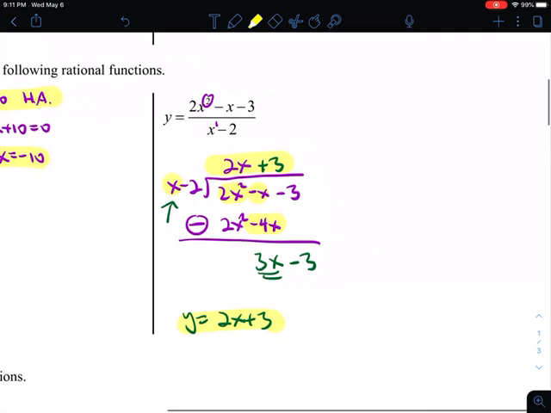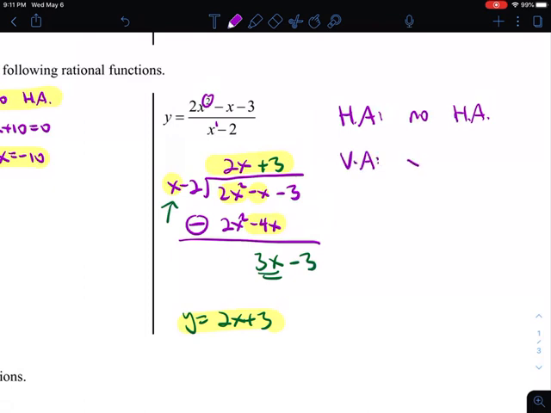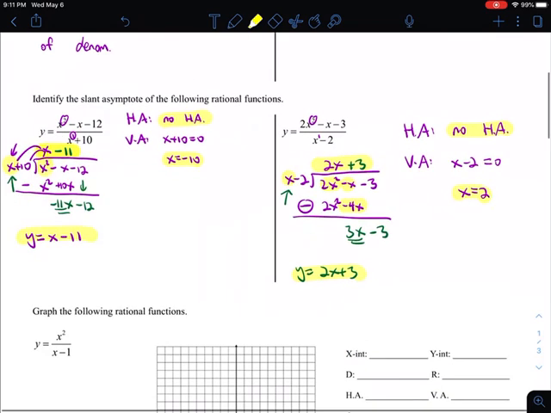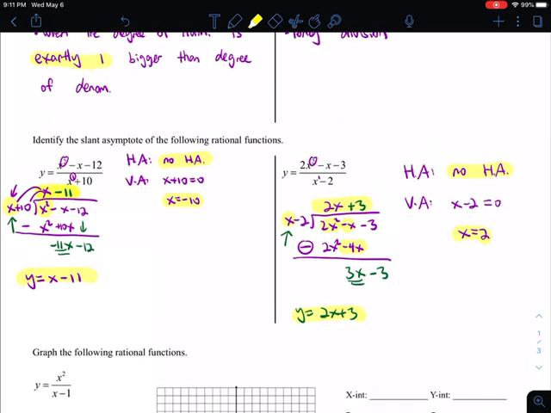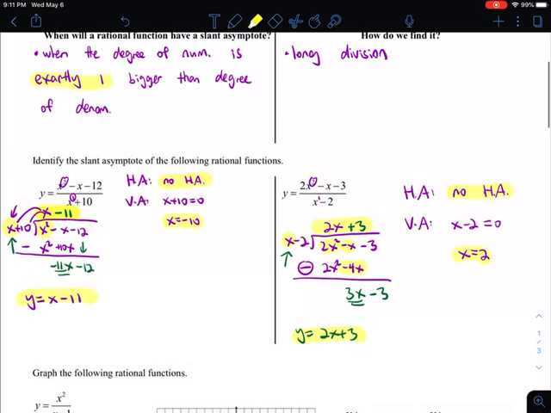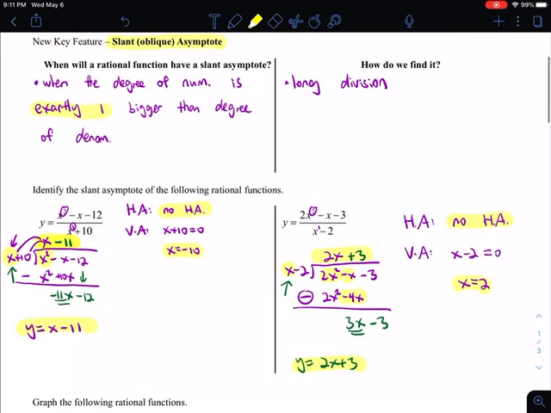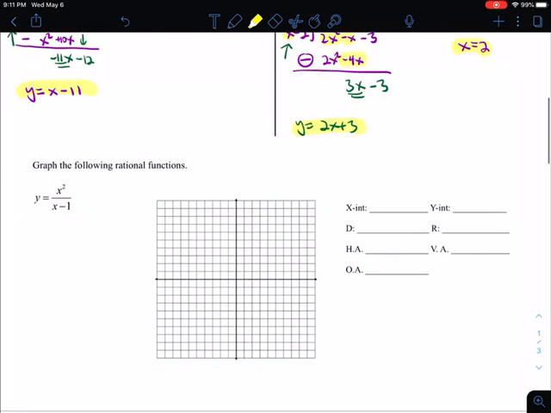And then again, just for some practice, let's find the other asymptotes as well. How about horizontal asymptote? Once again, because the degree on top is bigger, there's going to be no horizontal asymptote. Vertical asymptote, we set the bottom equal to 0. X minus 2 equals 0. So we get x equals 2. Okay, so that is our last key feature. And then let's see how we can incorporate that into graphing as well.